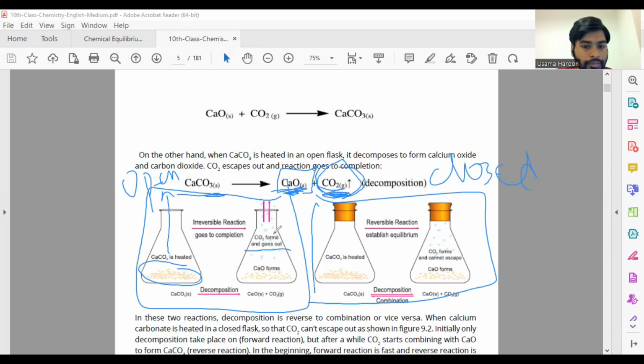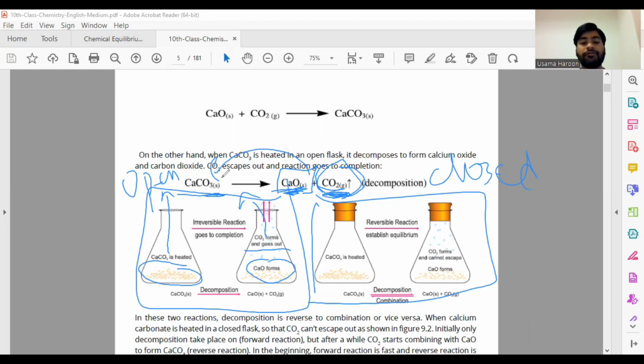As the system is open, all of the carbon dioxide will escape, and only the CaO will remain in the flask because it is solid and solid moves downwards by gravity. So CaO is left with nothing to react with. That is why this reaction does not go to completion and it becomes an irreversible reaction.